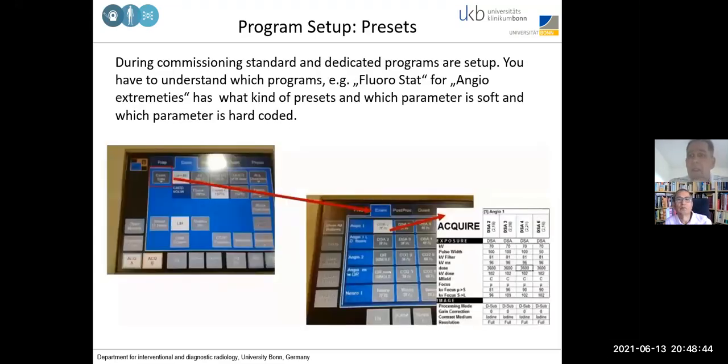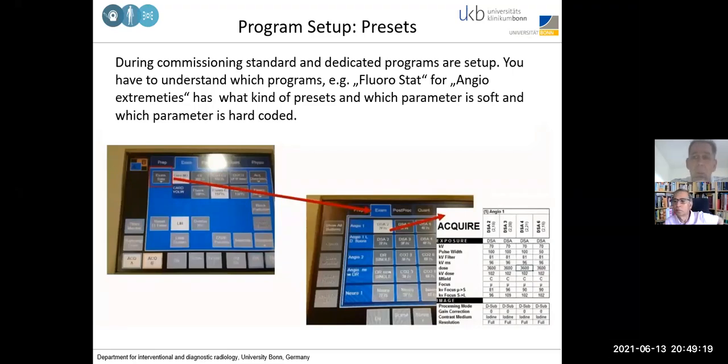You have to understand how the programs, the acquisition modes, are set. During commissioning, the standard and dedicated programs are set up. That's very important. They are set up, and you may have a hard time re-evaluating them later. Usually they are done in service mode, and I don't know how it is in your country, but service mode access to the machines is usually not given to the users, even to the physicists.